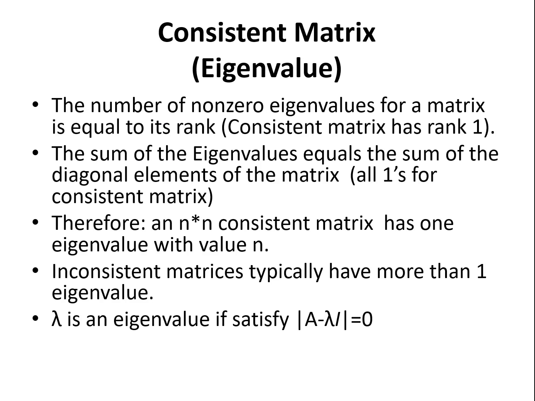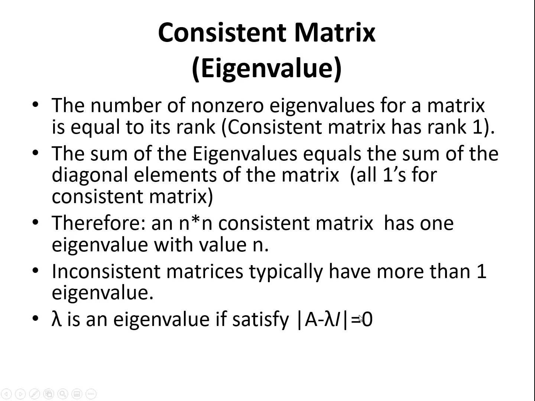The second approach is the consistent eigenvalue method. This is a little bit complex, but if you try to understand it, I don't think it will be difficult. The number of non-zero eigenvalues for a matrix is equal to its rank. A consistent matrix, as already mentioned, has rank 1. The sum of eigenvalues equals the sum of the diagonal elements of the matrix, which are all ones for a consistent matrix. You do not need to calculate the eigenvalues of a matrix manually. It's a complex problem, and there are different software tools for this. Therefore, a consistent matrix has one eigenvalue with value n, while inconsistent matrices typically have more than one eigenvalue.